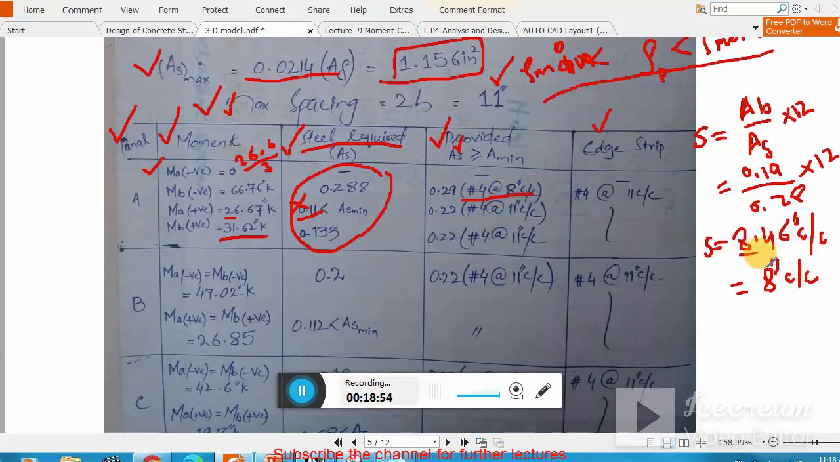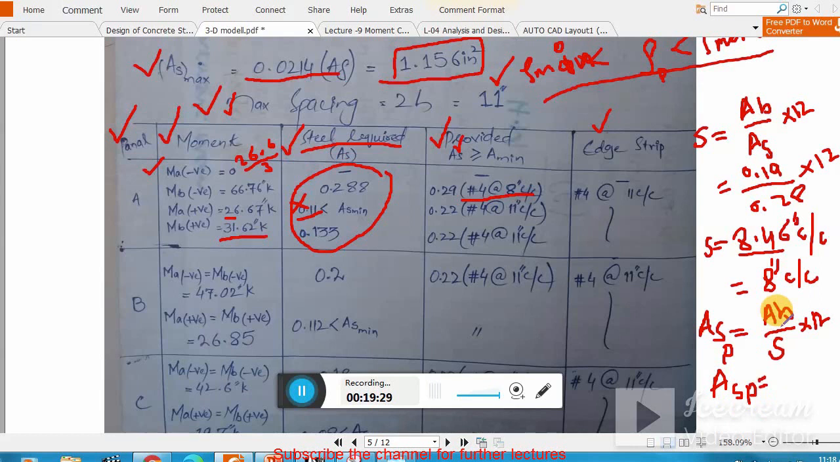But remember, as the required spacing is 8.46, now you decrease the spacing, so that's why your provided steel will be greater than that 0.288. Now you need to calculate the area of steel provided. So the area of steel provided will be area of bar divided by your spacing, remember, times 12. So this is the area of steel provided.